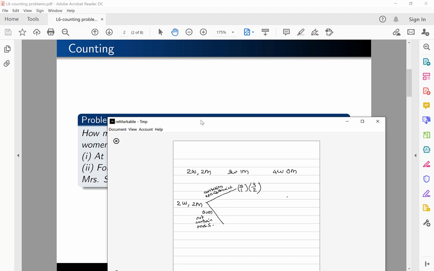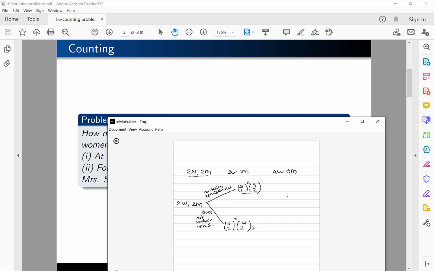Now on the other branch, it does not contain Mrs. Schmidt. So we had 6 women, and now we're picking 2 women out of 5, because we're removing Mrs. Schmidt. So that's 5 choose 2. And since we are not picking Mrs. Schmidt, we are free to pick Mr. Schmidt here. So now we are choosing 2 men out of 4. So that's 4 choose 2. For this particular possibility, we have all of these combinations, and remember, we are multiplying these 2 numbers. I haven't written the multiplication sign, but it's the multiplicative rule.